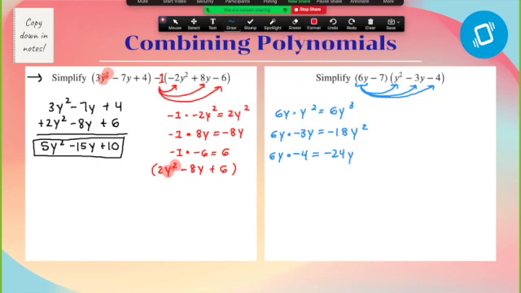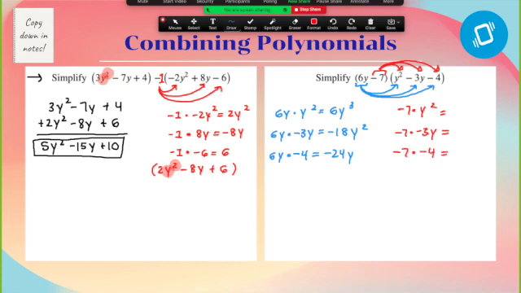After I do that, I want to distribute the negative 7 to the y squared, negative 3y, and to the negative 4. So negative 7 times y squared. We also have here negative 7 times negative 3y. And we also have negative 7 times negative 4.